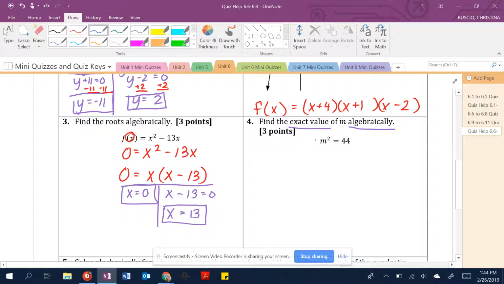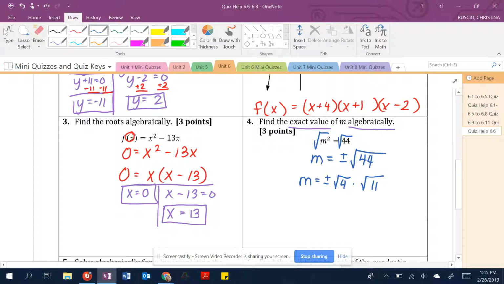And lo and behold, if I want to get m alone, this is inverse operations all the way. There's not an x term or an m term in this problem. We're left with m is equal to, when you take the square root, you put a plus or minus, square root of 44. Let's write this in simplest radical form, because that is best practice. So we want to find two numbers that multiply to 44. One of them has to be the biggest perfect square of 44. I think that's 4 and 11, right?